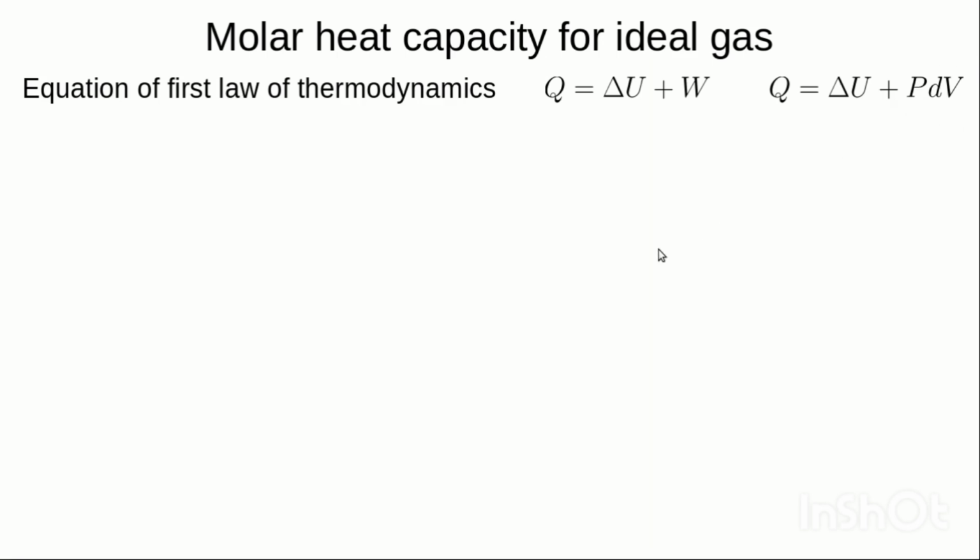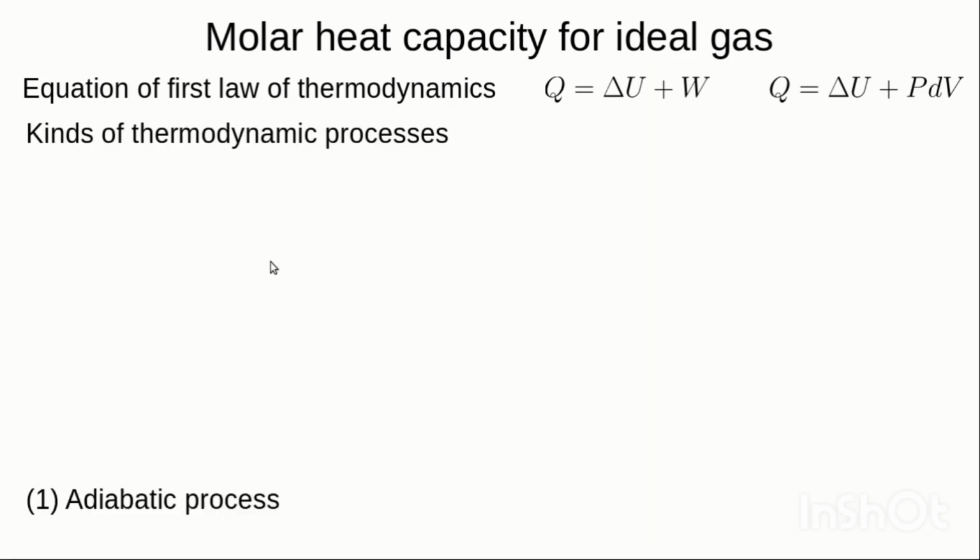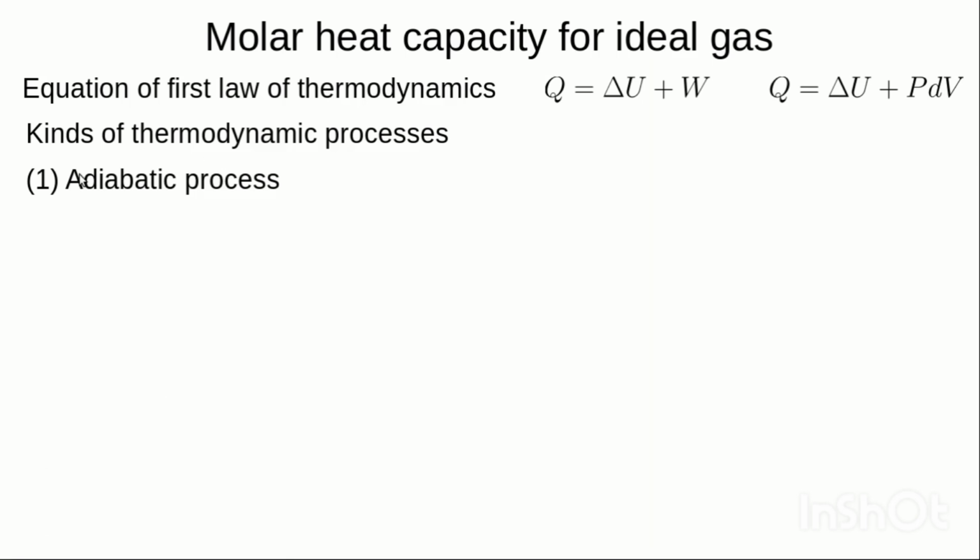Now, it's important for us to take note of some of the processes involved in thermodynamics, and one of them is the adiabatic process. For the adiabatic process, Q, the amount of heat transferred into the system, is zero, meaning no heat is transferred into or out of the system. Once it is zero, we are left with change in U, the internal energy, equal to minus W. So we have Q equal to zero, change in U equal to minus W.